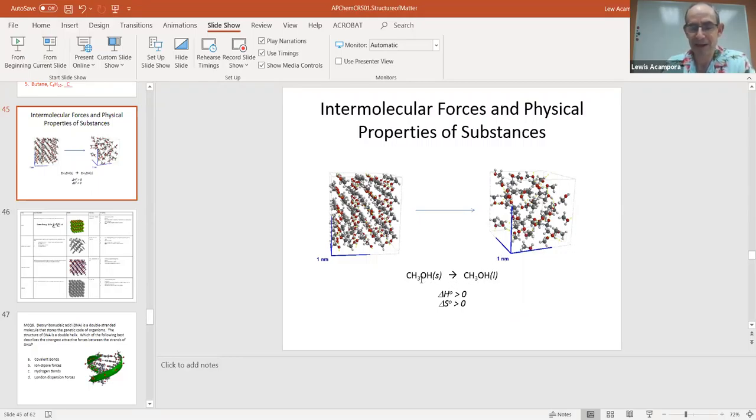And we would write that as CH3OH, the chemical formula for methanol, as a solid going to a liquid. And I might even put in some energy here. But the molecules maintain their integrity. And really what we're overcoming here is the fairly weak forces between the molecules. To break a methanol molecule apart would involve breaking covalent bonds and would require significantly more energy, roughly 400 kilojoules per mole, as we saw for a single bond.